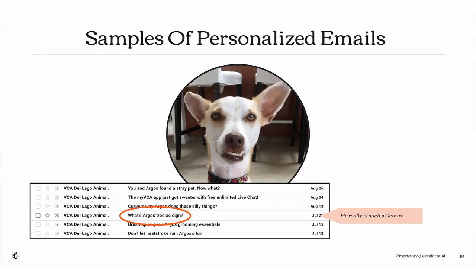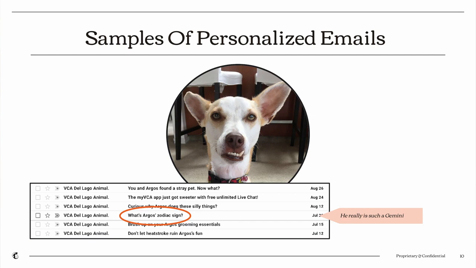We're going to look at a real life example. This is Argos. He's gorgeous. Little tooth. And this is an example of personalized emails that I receive for Argos. Our vet sends personalized emails as part of nurture campaigns, meaning they're really just educational content designed to make me like their brand more, and it totally works.